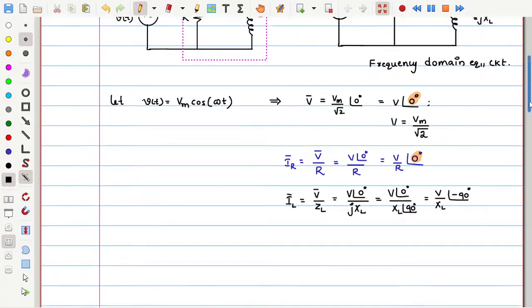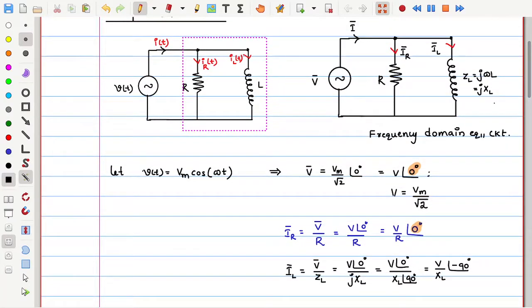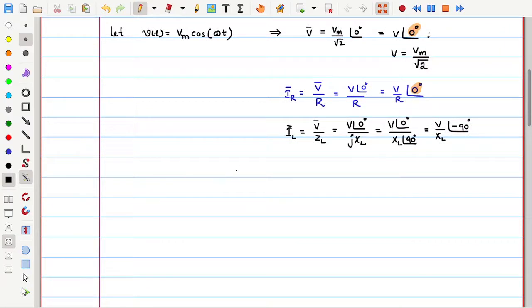Now try to observe, as in a series circuit we applied the KVL to get the total voltage across the series connected circuit, here we apply the KCL at this node to get the total current I. So let us find that. By KCL, I is equal to IR plus IL.